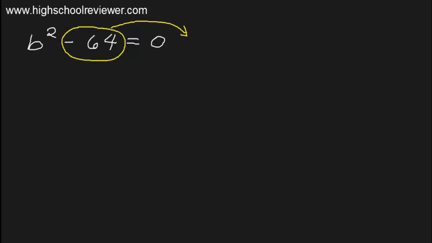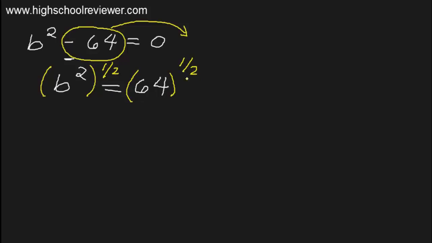So transposing, what will be left on the left side will be b squared. And if we transpose negative 64 to the other side, this will change its sign. This will become positive 64. And then to find the value of b, we need to extract the square roots. Okay, so we need to raise both sides of the equation to 1/2. So b squared raised to 1/2, 64 raised to 1/2.